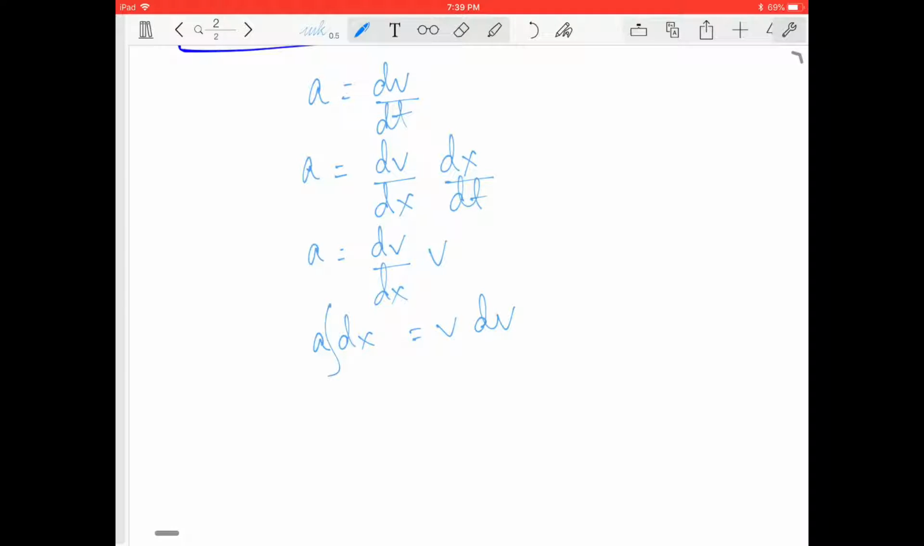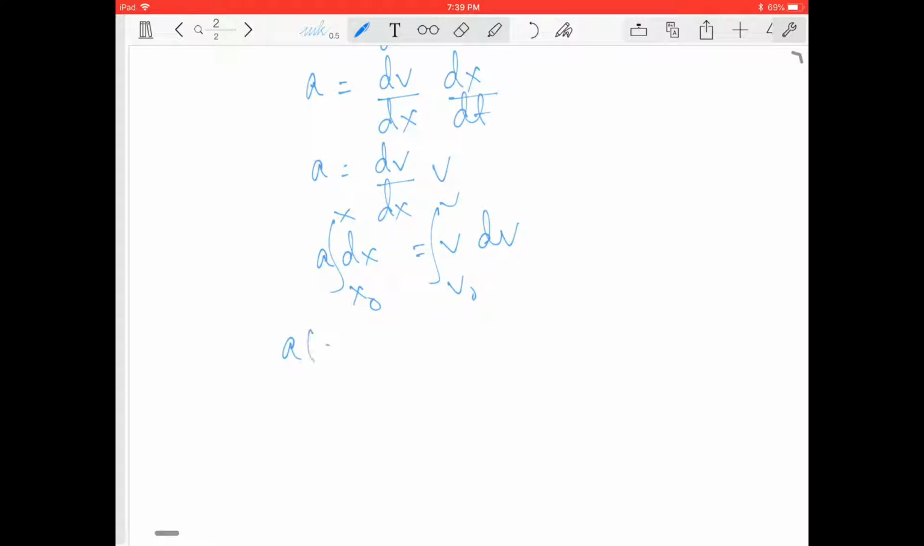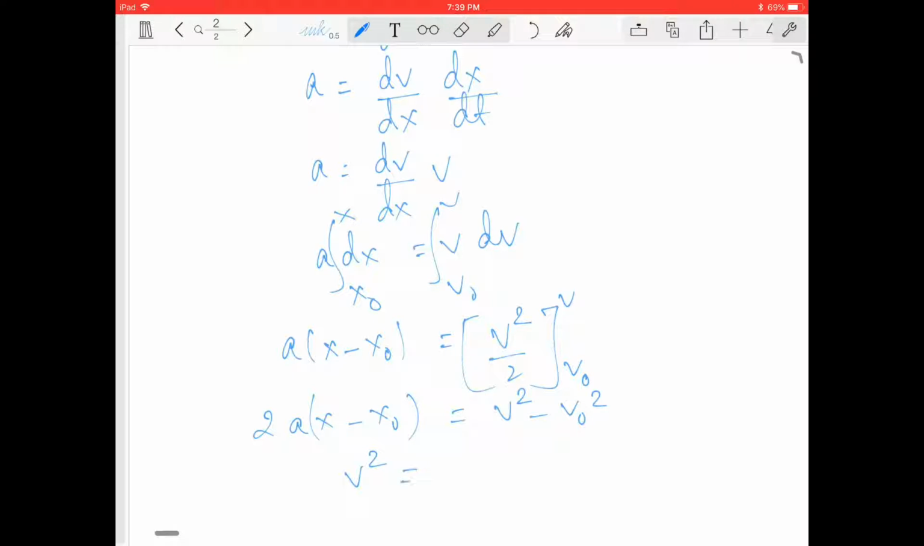In this case, acceleration is a constant, so I'm going to pull it out, integrating from x initial to x and from v initial to final velocity v. So we get a times (x minus x naught) equals v squared over 2 minus v naught squared over 2. This becomes 2a(x minus x naught) equals v squared minus v naught squared. So final velocity squared equals initial velocity squared plus 2a times the final position minus the initial position. I'm going to call this number 4.